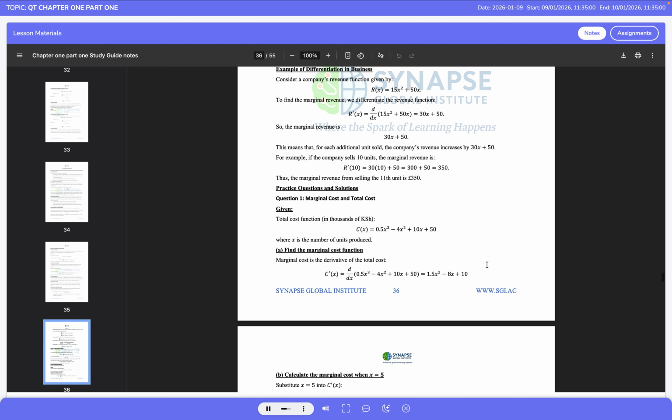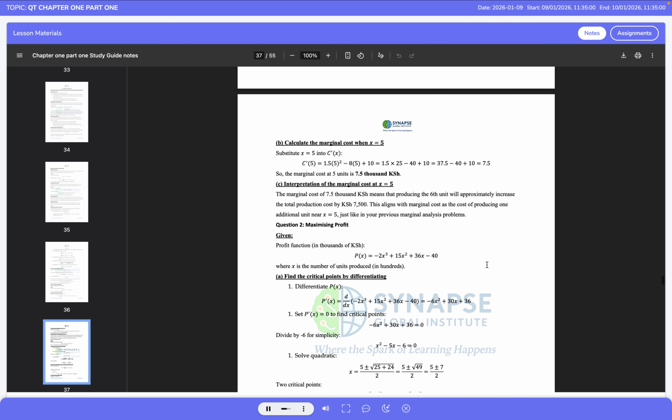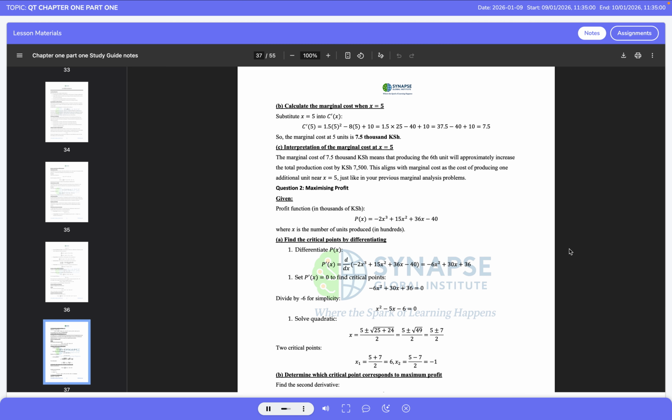To find the marginal cost when x equals 5, we substitute 5 into this expression, giving 1.5 × 25 − 40 + 10, resulting in 7.5. This means the marginal cost at 5 units is 7.5 thousand shillings. Interpreting this result, producing the 6th unit increases total cost by approximately 7,500 shillings.